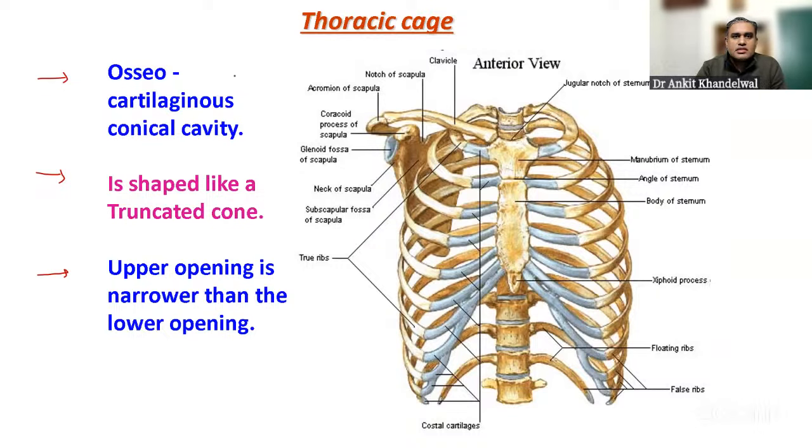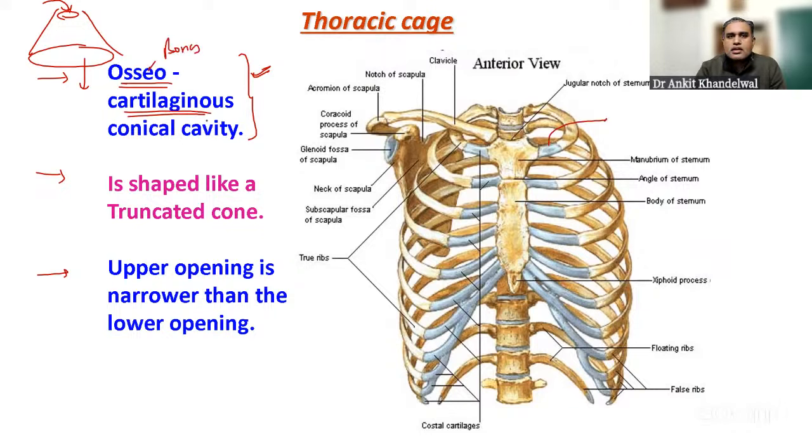So the thoracic cage is an osteocartilaginous conical cavity. Why conical? Because the upper part is small and the lower part is huge. The upper part is normally known as the inlet of the thorax, and the lower part is normally known as the outlet. Why do we say osteocartilaginous? Osteo means it has the bones, as you can see, and this light blue color is all our hyaline cartilage. So we call it osteocartilaginous.